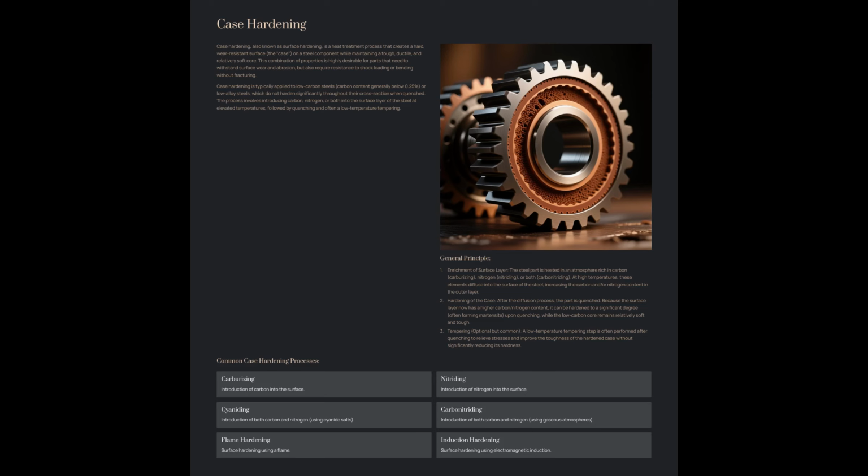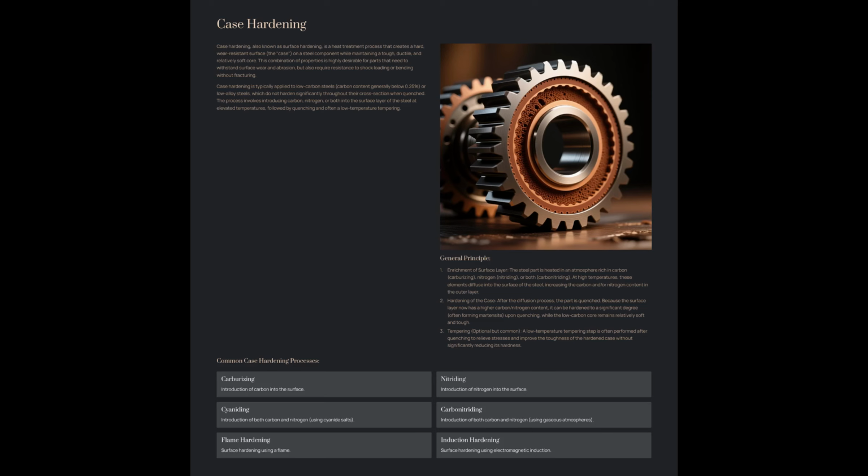Common case hardening processes: carburizing, introduction of carbon into the surface; nitriding, introduction of nitrogen into the surface; cyaniding, introduction of both carbon and nitrogen using cyanide salts; carbonitriding, introduction of both carbon and nitrogen using gaseous atmospheres; flame hardening, surface hardening using a flame; induction hardening, surface hardening using electromagnetic induction; vacuum carburizing; plasma nitriding.